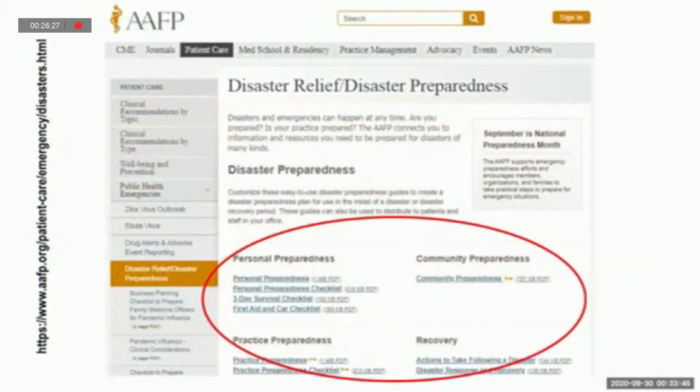So when you go to this website, you can actually download these free IEC materials in terms of personal preparedness, community preparedness, and even recovery. So these are just additional information and handouts for you in terms of disaster preparedness.